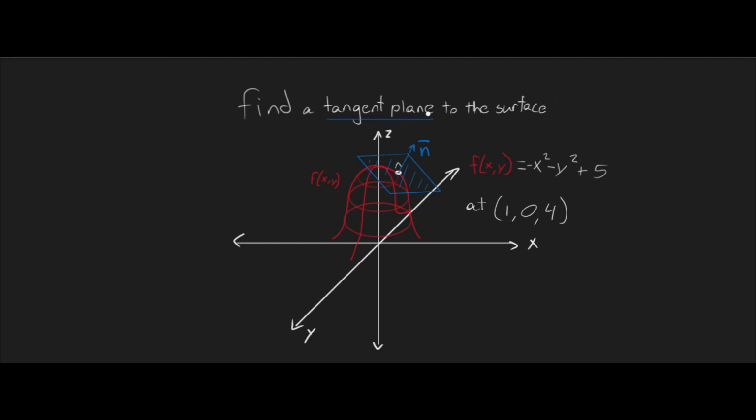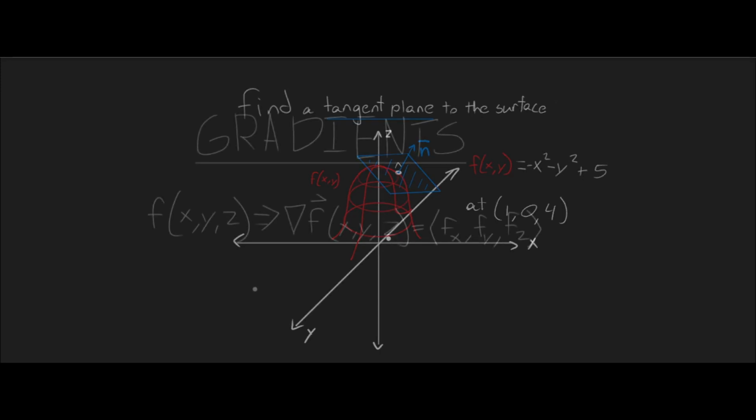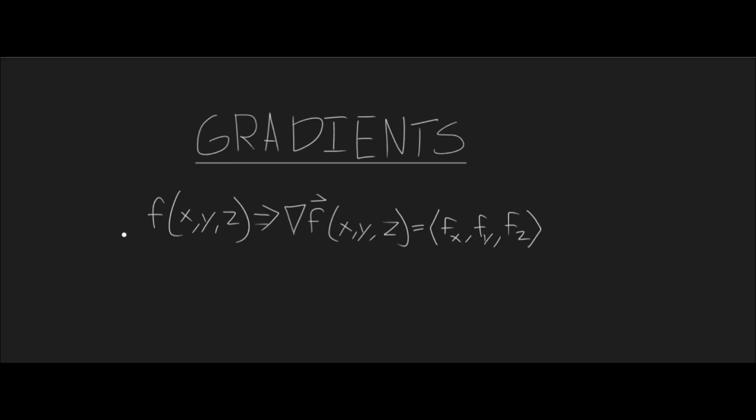So how do we find the tangent plane? Well, to find the equation of a plane, we need to find the normal vector. And to find the normal vector, we're going to use something called a gradient. So what is a gradient? If you have a function of 3 variables, the gradient is a vector field where the x component is the x derivative, the y component is the y derivative, and the z component is the z derivative of the function f.